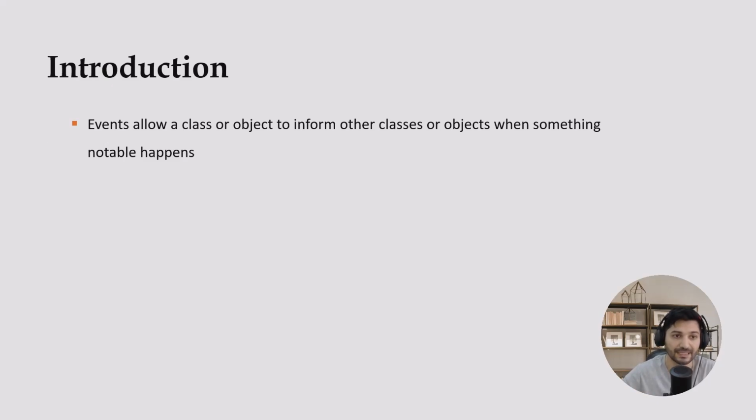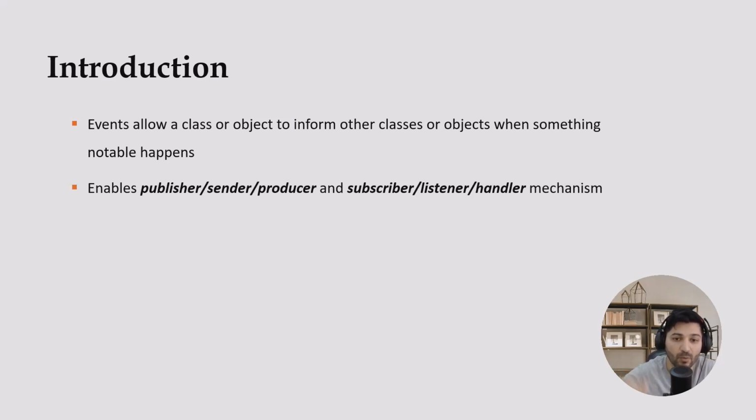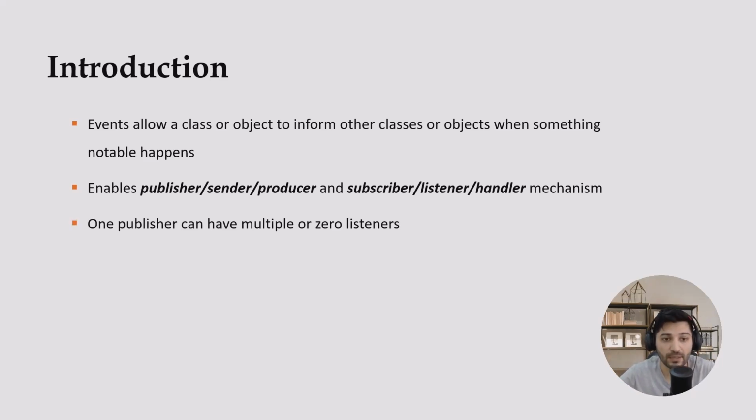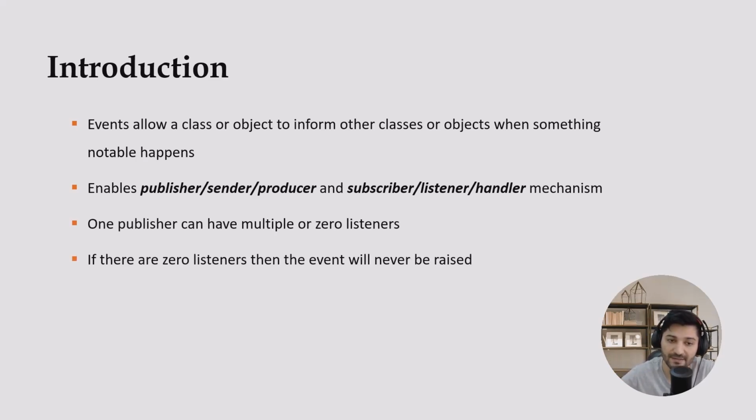Let's talk about events. Events allow a class or object to inform other classes or objects when something notable happens. We have a publisher and subscriber mechanism in our events. You can call the publisher a sender or producer, and for the subscriber you can use names like listener or handler. One publisher can have multiple or zero listeners, and if there are zero listeners, then the event will never be raised. In total, we have some type of notification system.